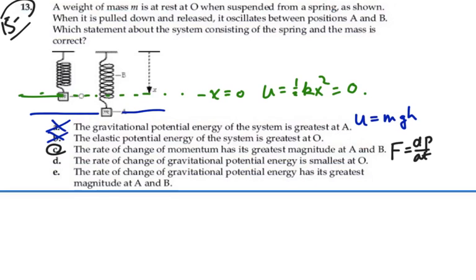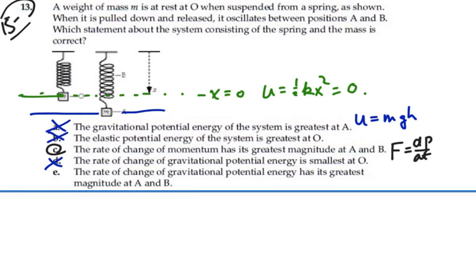Let's look at D and E just to be sure. D. The rate of change of gravitational potential energy is smallest at O. Well, that can't be true because the velocity is greatest at O. That's our maximum speed, and hence the position is changing most rapidly at that point. Hence the rate of change of gravitational potential energy is changing most rapidly at O, not its smallest value. So that is not true.